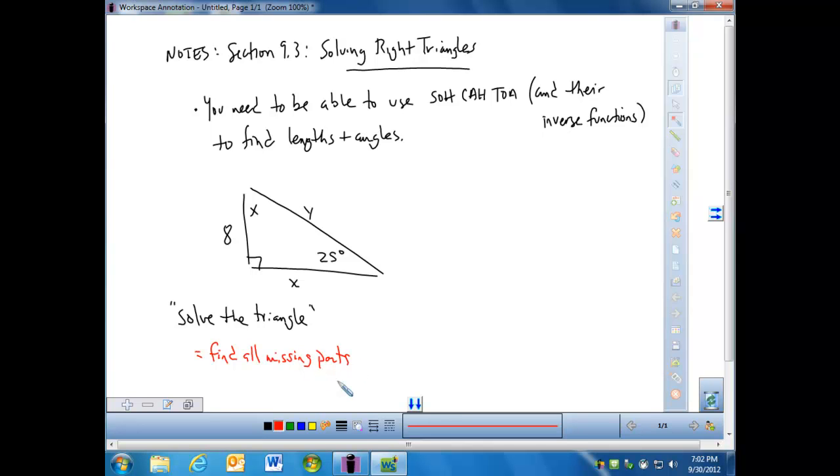If you look at this problem, the easiest thing to find is going to be angle x. We know that those two angles in a right triangle are complements, so 90 minus that is 65 degrees. To find your lengths, you need to look at the information you have. Since you were given the 25 degrees and you were given the 8, you could do two things right now. One thing you could do is use tangent, because tangent is opposite over adjacent.